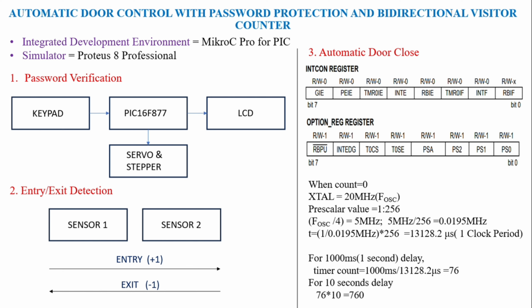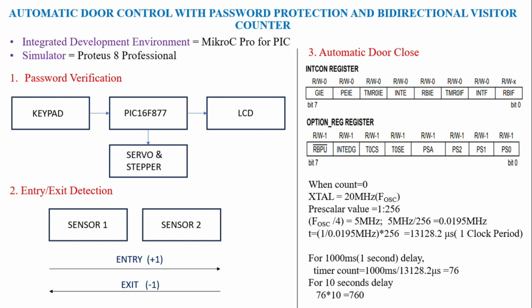And let's look at the calculation here. The oscillator frequency is 20 MHz. So the frequency is divided by 4, and after the division it becomes 5 MHz. Now we divide it by 256 because it's the prescaler value, and we get 0.0195 MHz.